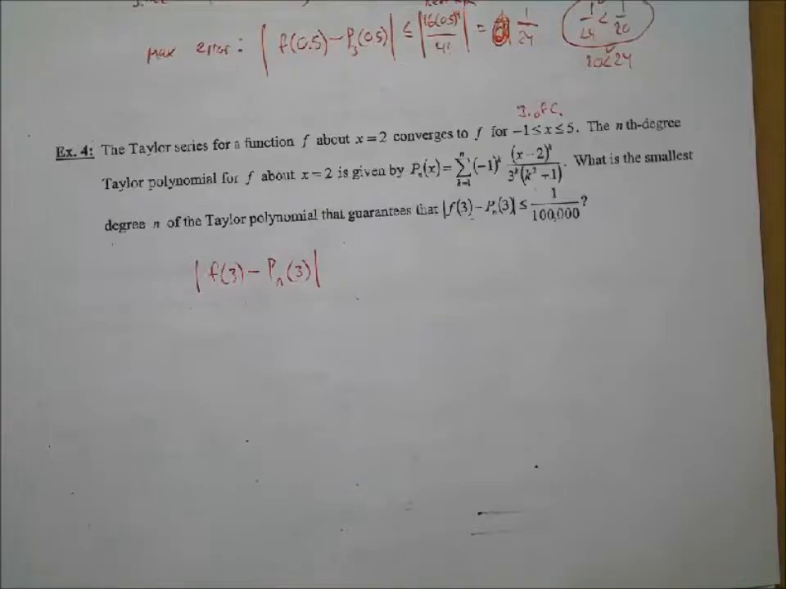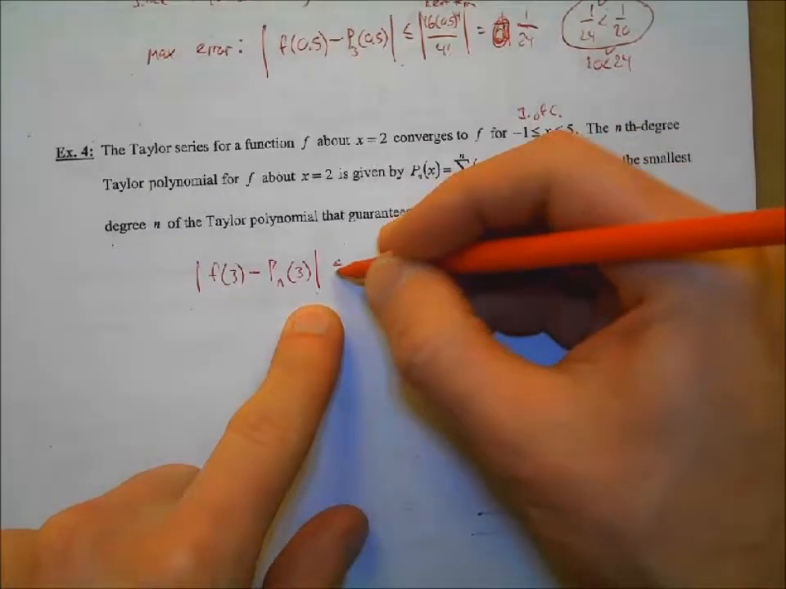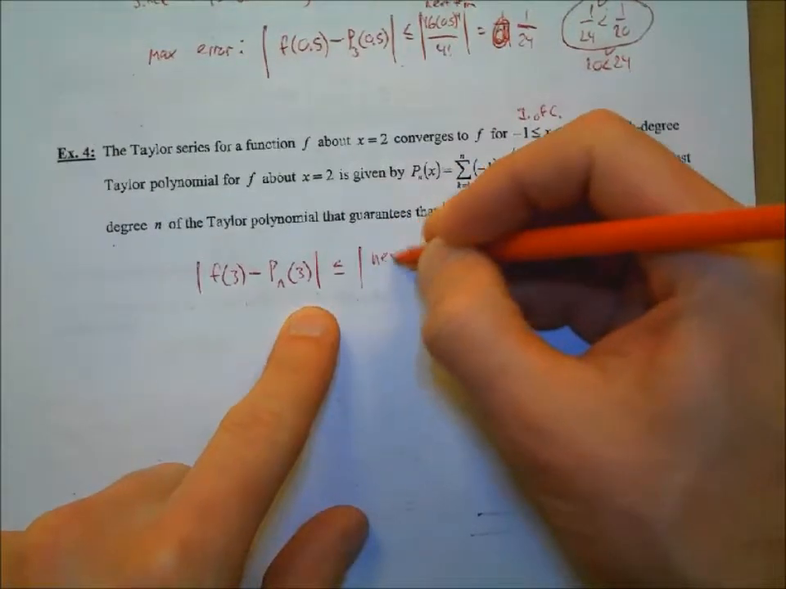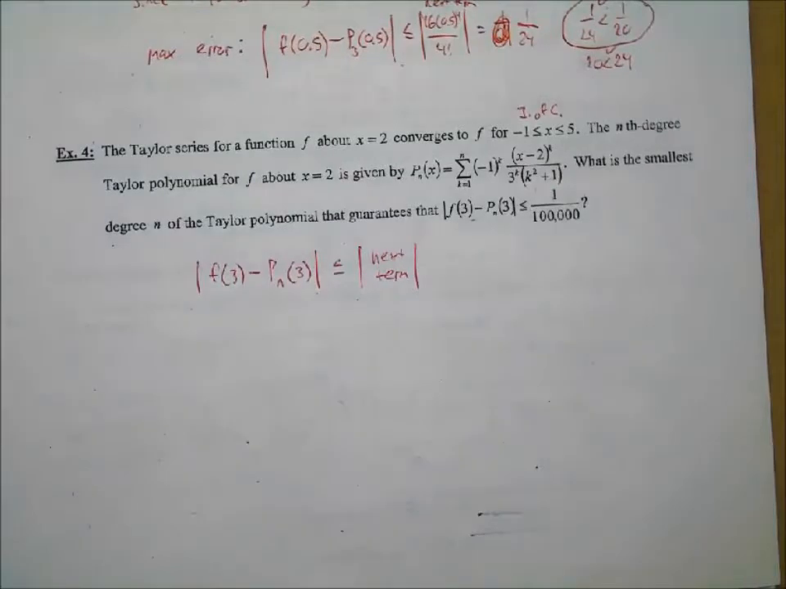Okay, but of course the format for maximum error here is going to be f of 3 minus p sub n of 3 less than or equal to, again, that next term. And the way we're going to do this here is guessing and checking. Okay, we're going to guess and check.